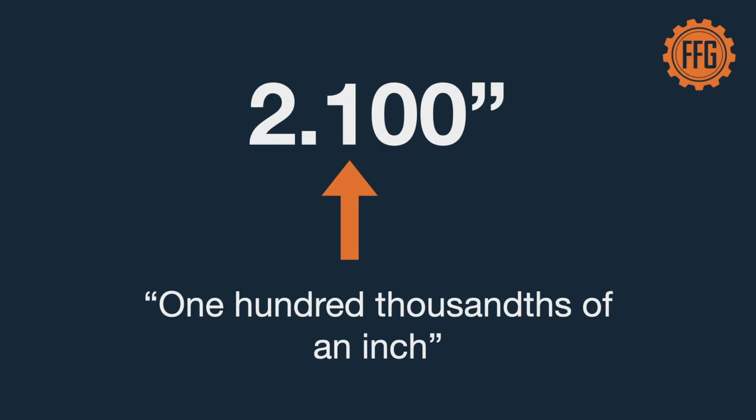Now, when you get 1 decimal place over, that's 100th thousandths of an inch. So as an example, it's 100 thousandths, or 200 thousandths, 300 thousandths, and so forth.